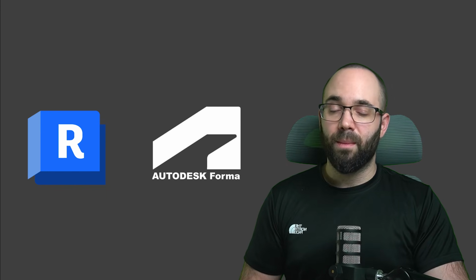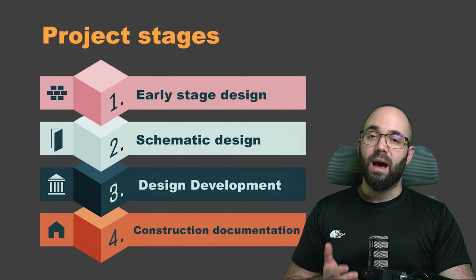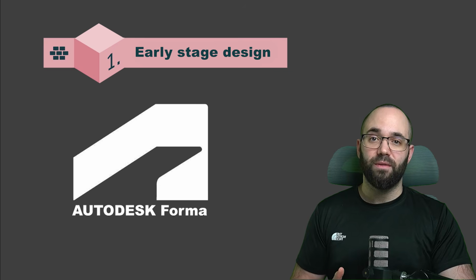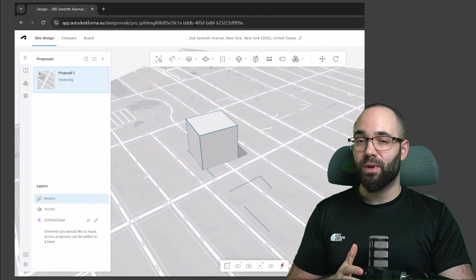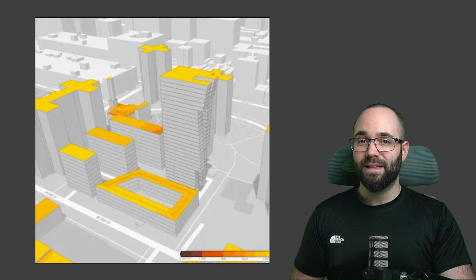Now it's time to break down the difference between Autodesk Forma and Autodesk Revit. Overall, I would say that the main difference is the project stages. Autodesk Forma is an early stage development software. This is perfect when you're starting with a blank canvas and need to get started from something. Forma will get you there from an empty screen to a full conceptual stage project with all important analysis done quickly and easily.